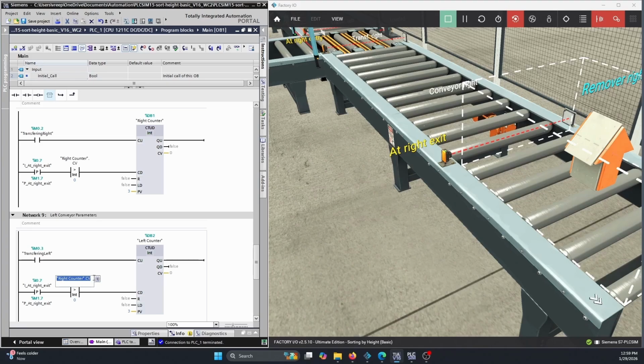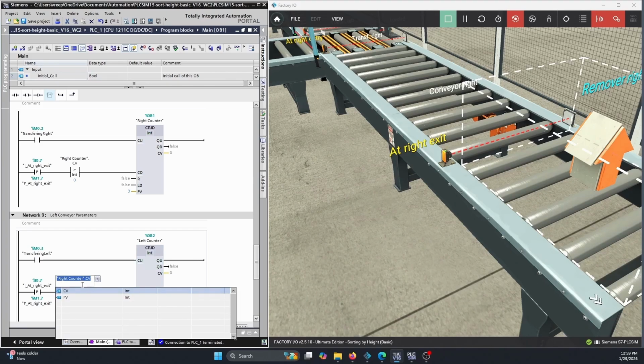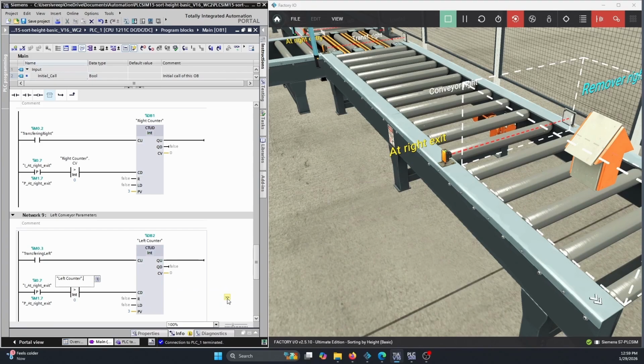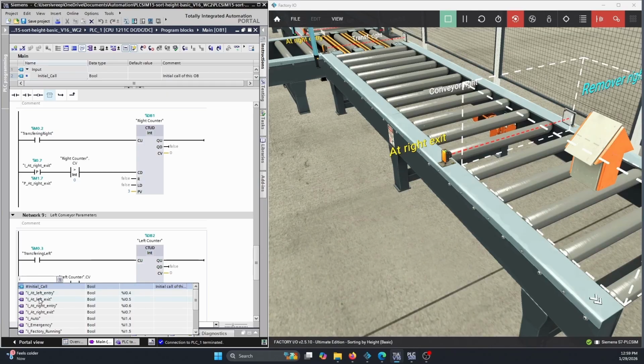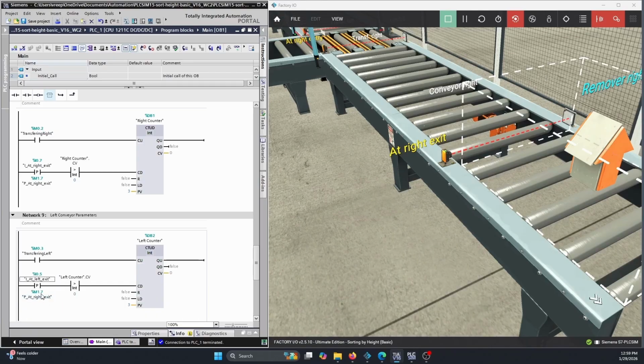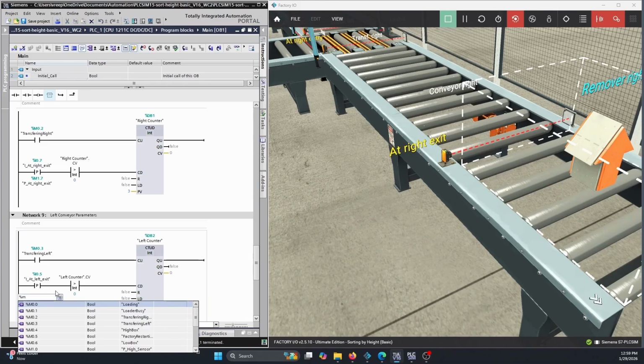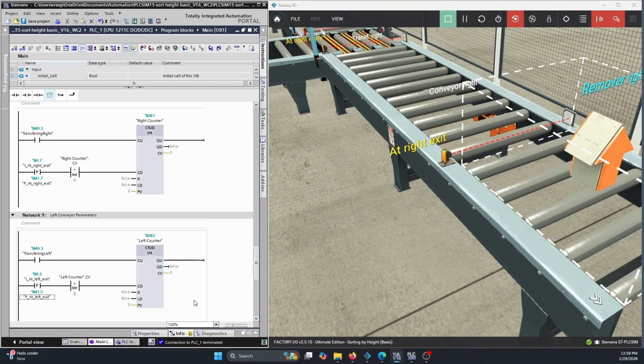We need now our left counter, so we've got to delete this. Left counter, CV, current value, is greater than 0. Okay, and then this one is going to be input at left exit. Beautiful. And we need a separate memory bit for this guy as well, so that's %M1.5 from my list. Beautiful. Okay, let's make sure that I haven't messed anything up. We're doing the left conveyor, transferring left, left counter, preset of 3, left counter, at left exit, at left exit.